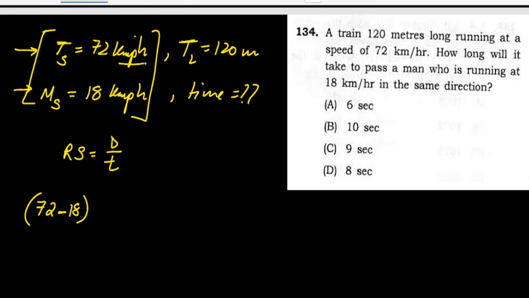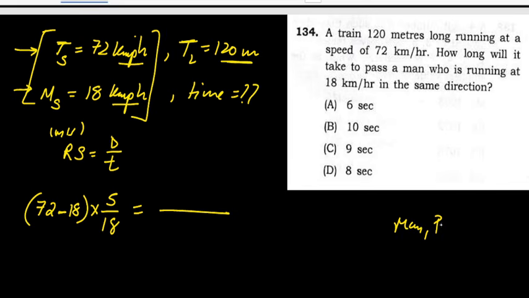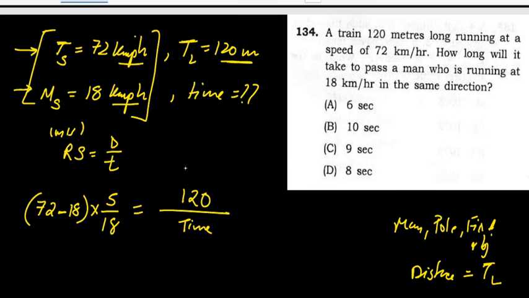If you see, both of the units are in kilometers per hour, and the train length is given in meters. So I have to convert this into meters per second. To convert it, we learned yesterday that we multiply by 5 by 18, and that way this entire part is converted into meters per second, my friend. And this is equal to the distance, right? When a train passes a man or a pole or a fixed object, what will be the distance? The distance would be the length of the train itself. So instead of distance, I'll write train length and divide it by the time which I want to find. Just simplify this equation, my friend, and you'll get the answer.